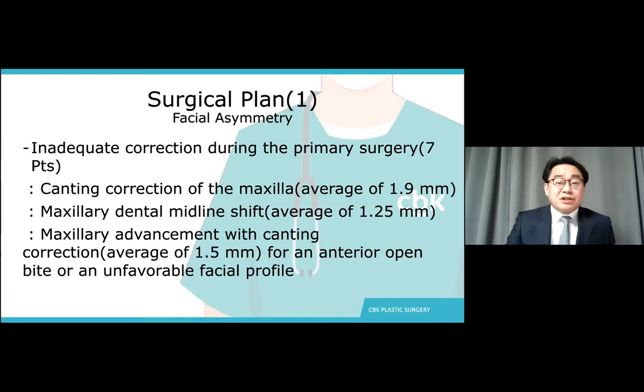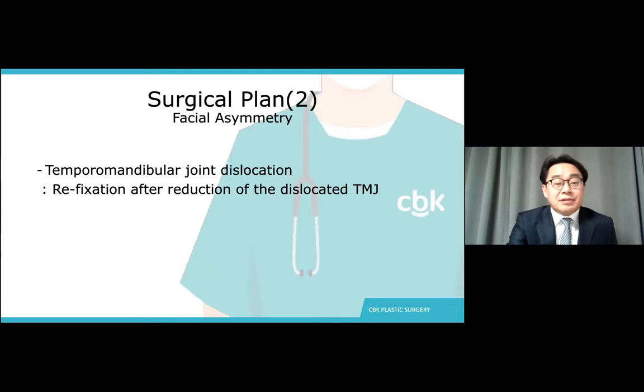For the correction of facial asymmetry in my cases, I did canting correction, dental midline shift, or maxillary advancement for inadequate correction during the primary surgery. There were 7 patients. And as for the temporomandibular joint dislocation, I did refixation after reduction of the dislocated TMJ.